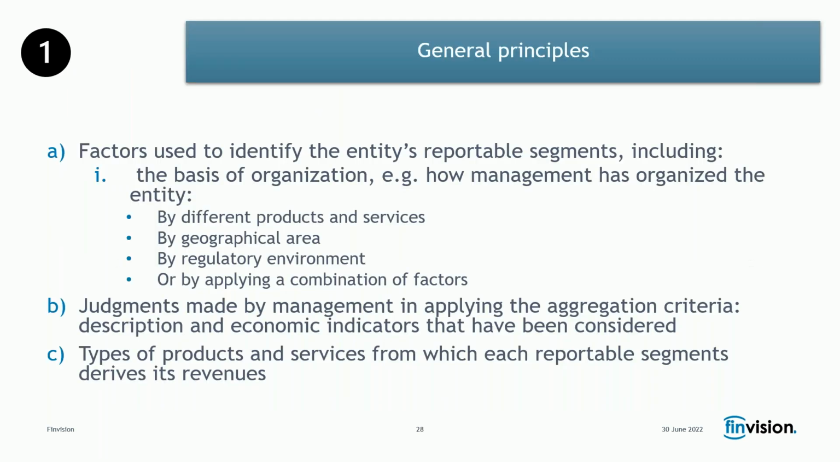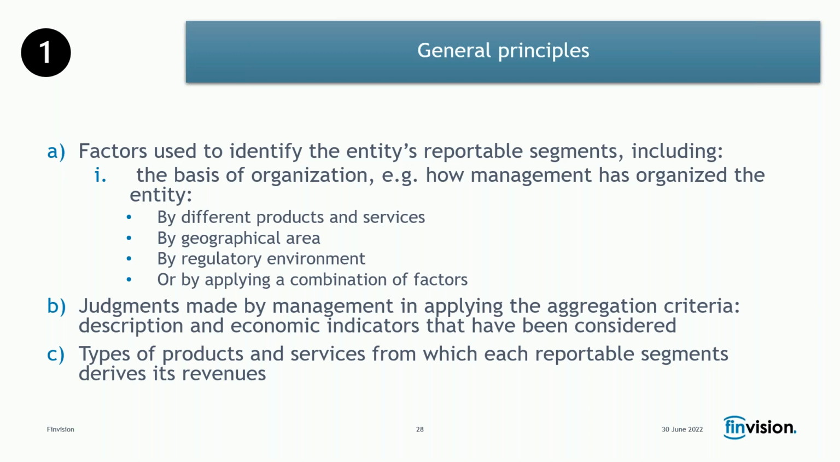So what are the general principles? The factors that you have used. It's how did you come to your reportable segments, those that you're going to disclose? What are the factors that you have considered? On what basis of the organization? How is management organized? How is the chief operating decision maker looking at the performance of the segments, and how are they making the decisions? And this can be by product or services, geographically, or by regulatory environment.